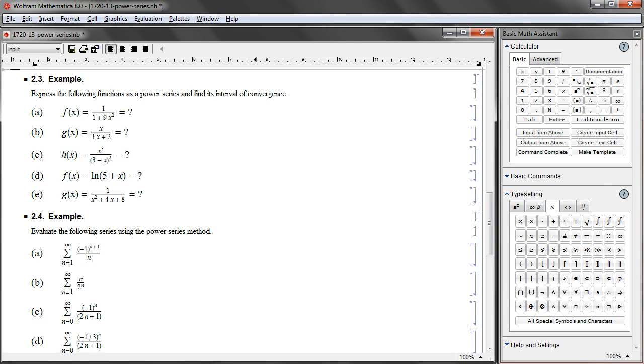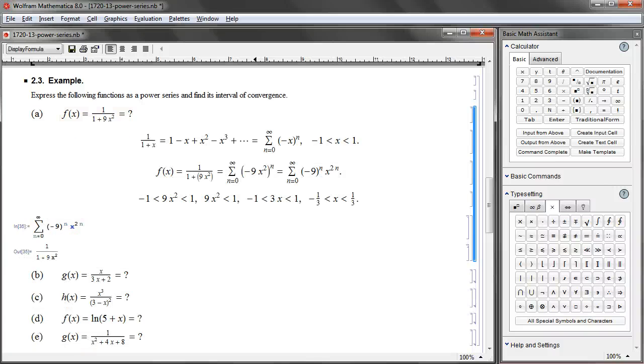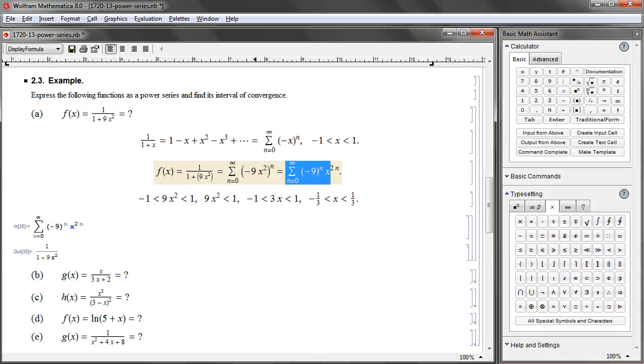How about a problem like this one? This is a really standard problem, 1 over 1 plus something. So this is going to be just an immediate application of formula number 2, which I rewrite over here. And here, just replace x by 9x squared, and we end up with this, and we can simplify it into something like this. And that's it.